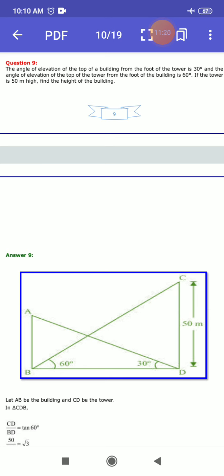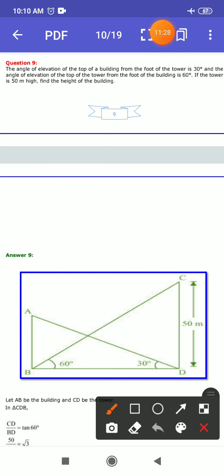So here I will tell you how to draw the figure of that question. See these things. Here it says you have to suppose AB is a building and CD is a tower. This is a building and this is a tower.